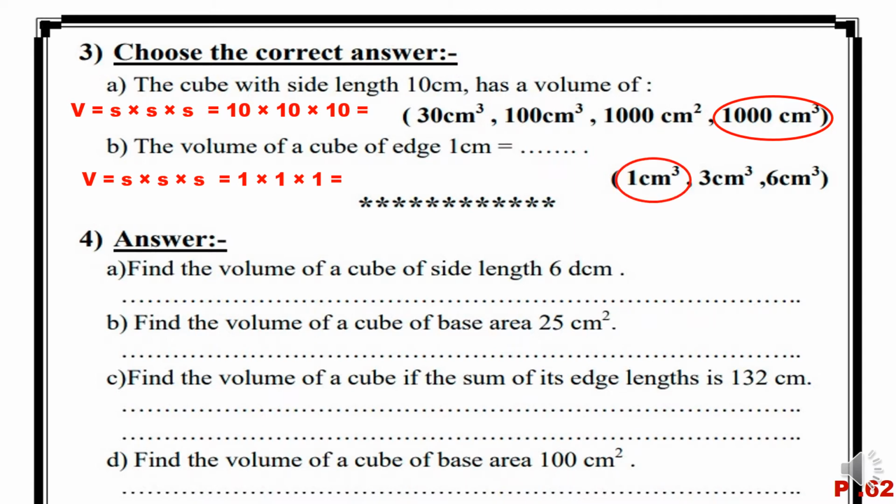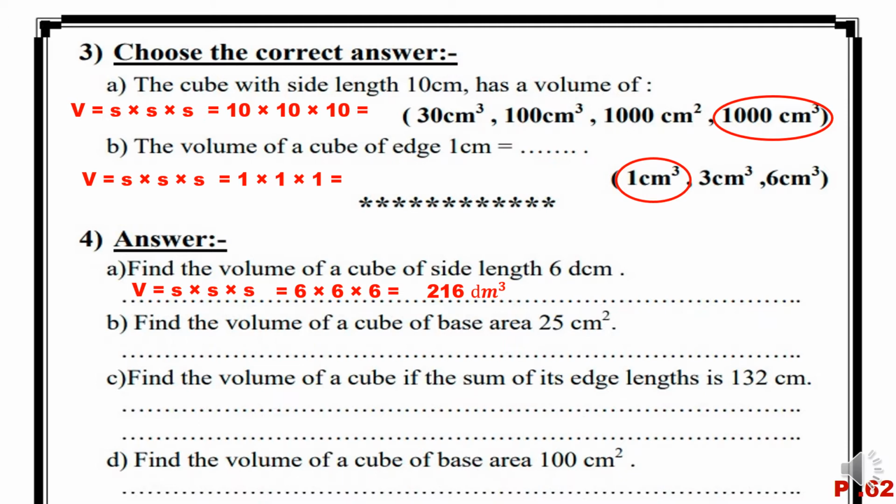Number 4. Answer. Letter A. Find the volume of the cube of side length 6 decimeter. The volume of the cube is equal to side times side times side. So it's equal to 6 times 6 times 6 equals 216 decimeter cube.